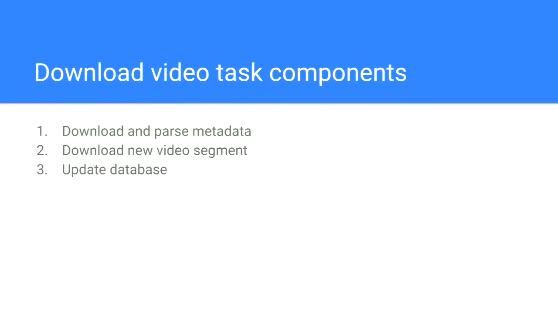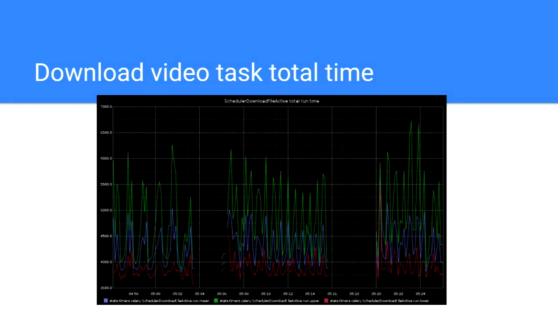So to come back to our task, it has these three components, and we can now record the time for each of these three parts as well as the task as a whole. So where are we going to find our problem? First of all, for the overall task time, this graph shows us that it's typically taking around 4 to 6 seconds to complete.